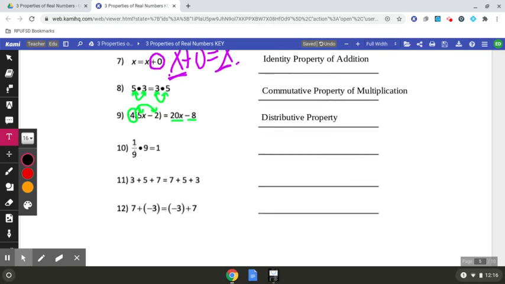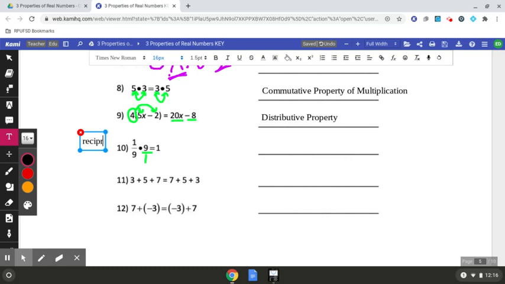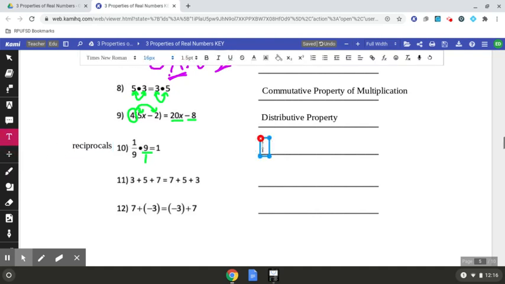Here we have 1 over 9 times 9, and it's equal to 1. Again, this is kind of hard to see, but if I make this a fraction, now these are what we call reciprocals. And reciprocals, when we multiply, are opposites, or what I like to say, inverses. So this is the inverse property of multiplication.